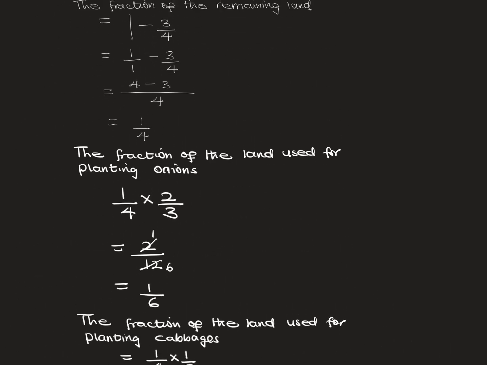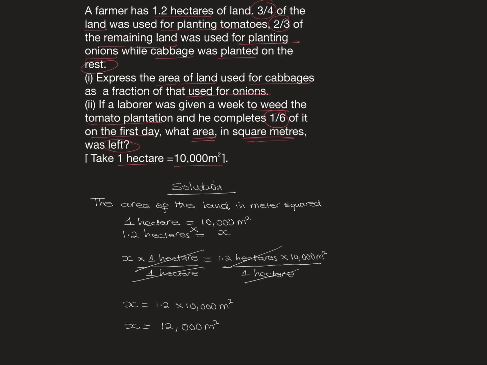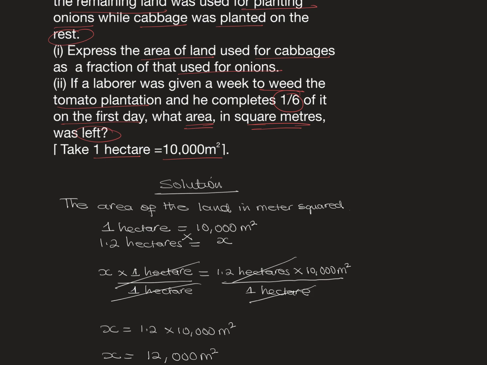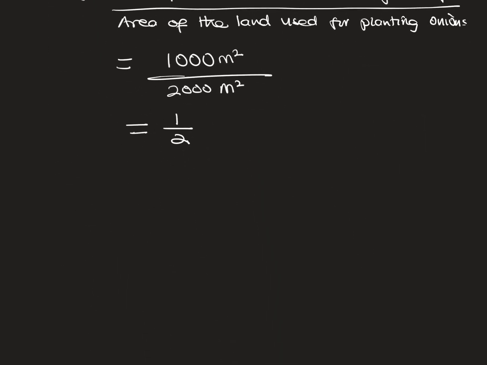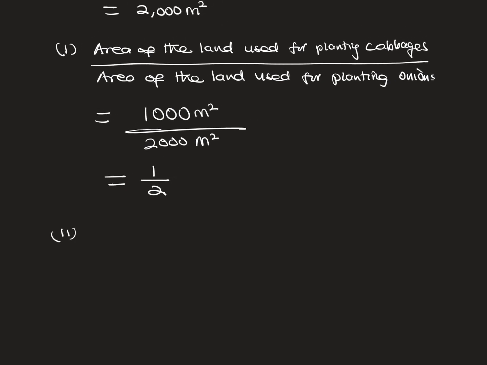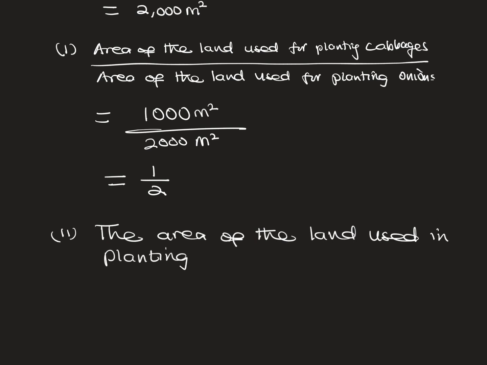Moving on to the second question, it asks us if a laborer was given a week to weed the tomato plantation and he completes 1 over 6 of it on the first day, what area in square meters was left? So here we are dealing with the tomato plantation. So first thing we have to do is, let's try to know the area of the land used in planting tomatoes.